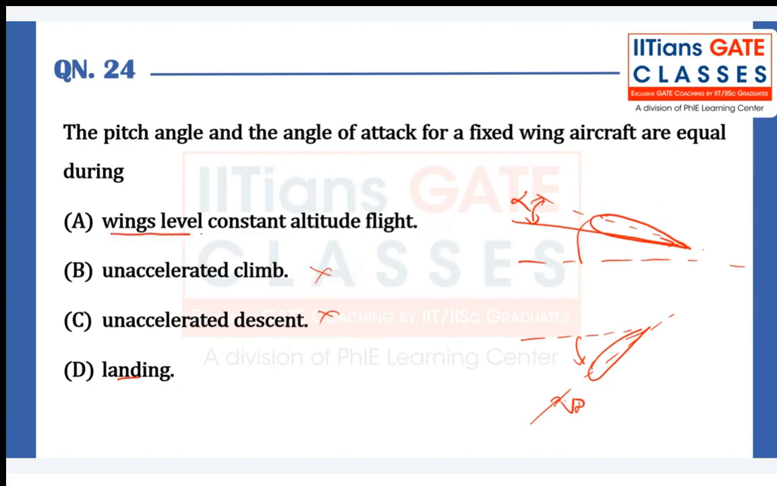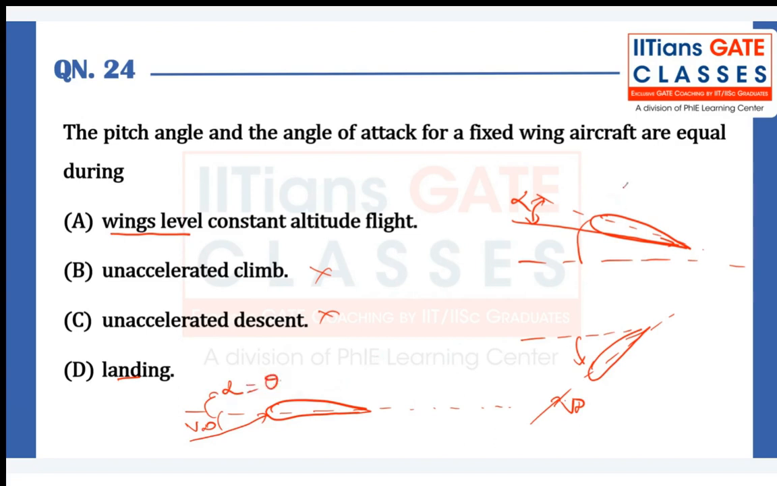Which is true because he has emphasized the words wings level, right? Wings level means wings are level with respect to a reference, okay? That reference is the horizontal. So in this case, your pitch angle and angle of attack both will remain the same. Even if the relative wind is coming like this, this is V infinity and this angle is alpha. Hence, your pitch angle and angle of attack will still remain the same.